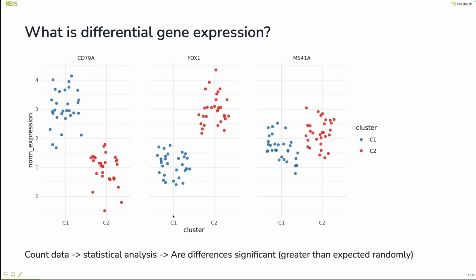And so to perform differential gene expression analysis, we need count data, we need to perform some sort of statistical test, and then we find out whether the differences are significant, i.e. whether the differences are greater than what would be expected if we just randomly sampled the population.